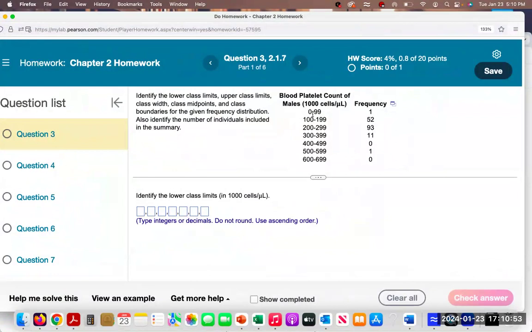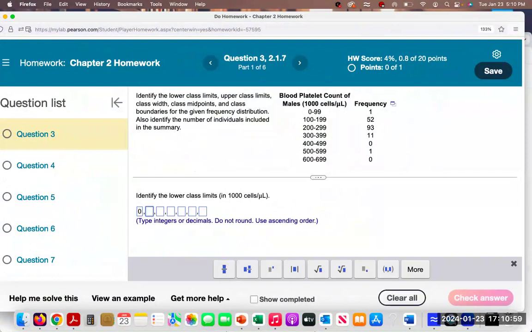So for the first class, the smallest number is 0. For the second class, the smallest number is 100. Next one is 200. Next one is 300. 400, 500, and the last class, the smallest value is 600.